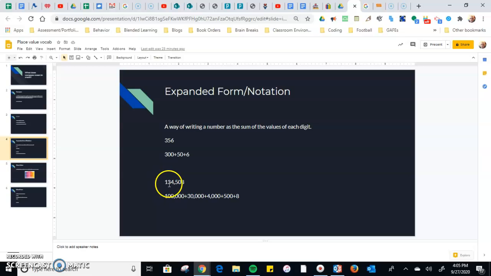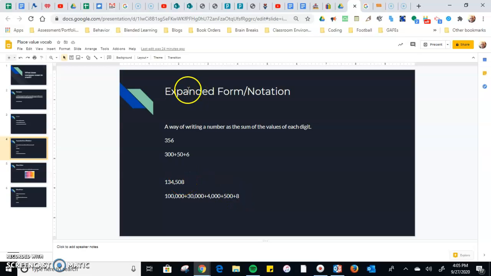So this is 134,508. In expanded form, it's 100,000, so this 1 here is 100,000. This 3 is 30,000. This 4 is 4,000. 5 is 500. Notice there's 0 in the tens place, so we don't write anything. And then we write the 8.